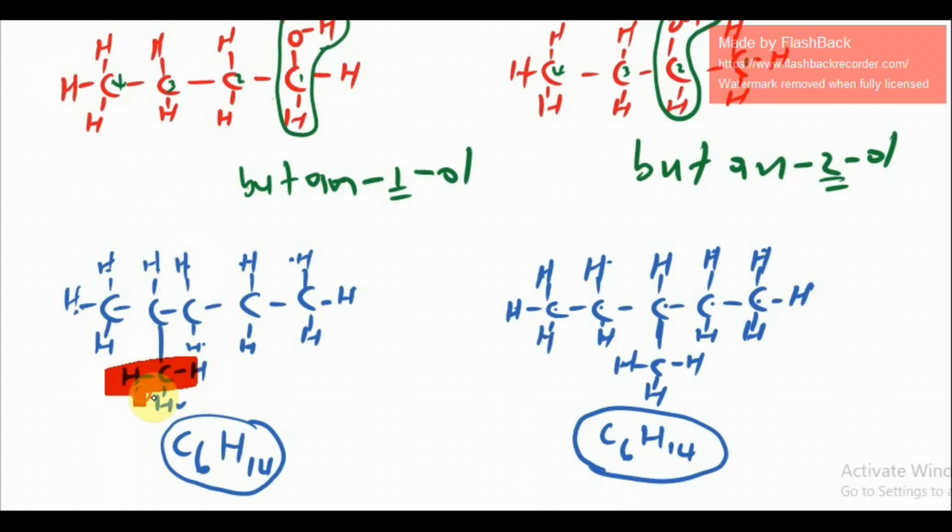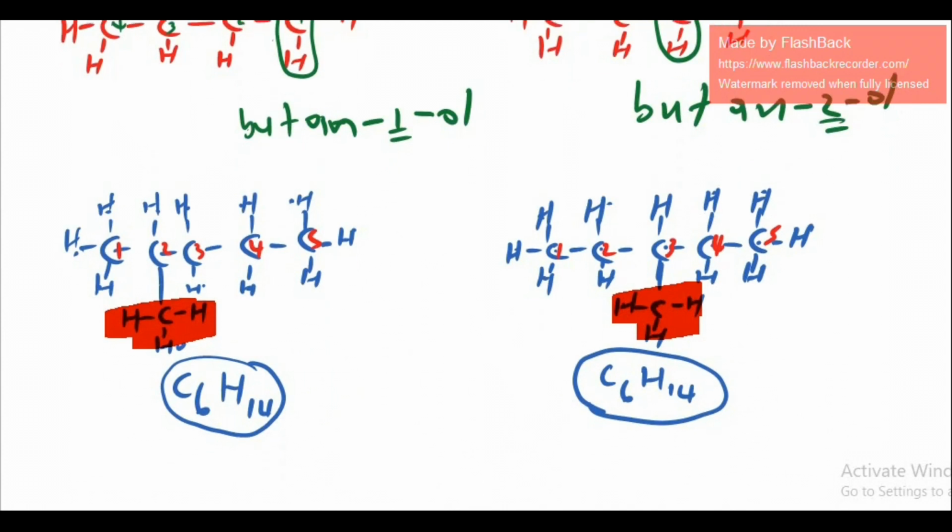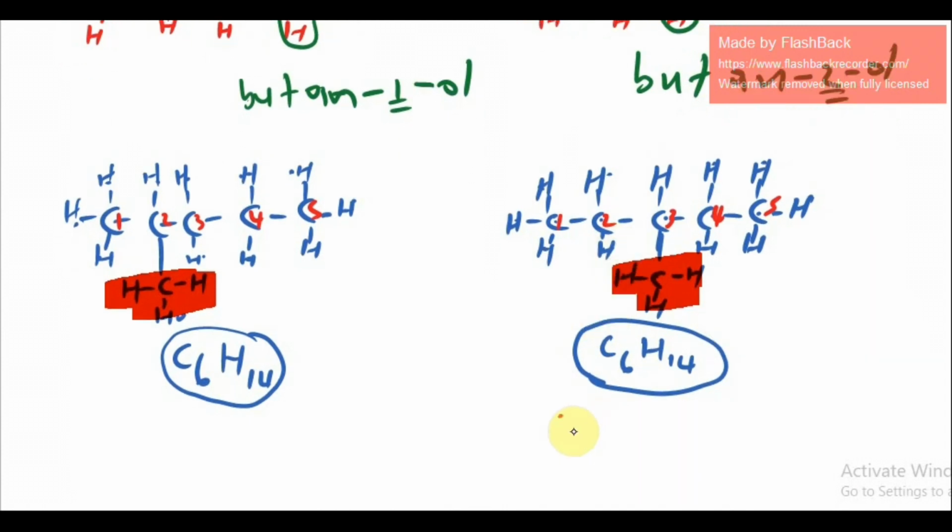Look at this branch. This branch here is on position number 3, counting 1, 2, 3, 4, 5, so if we name this compound it will be 3-methyl. Methyl, and pent means 5, so pentane, right?